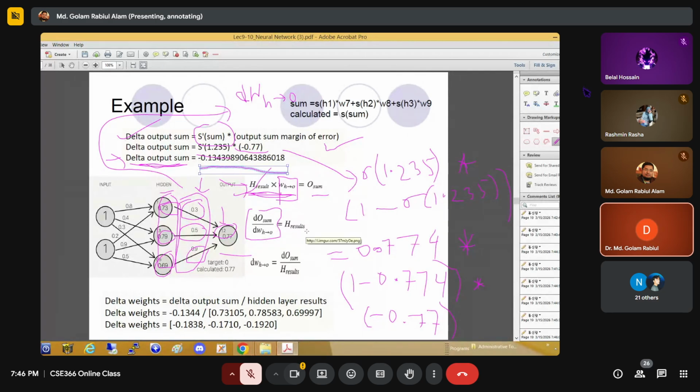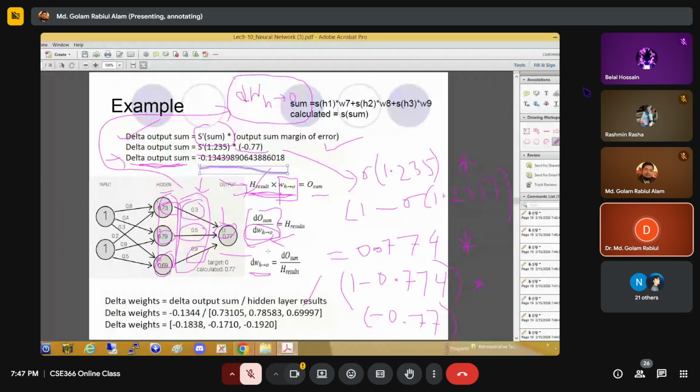Then delta O sum divided by delta WHO equals the hidden results. So what we want to find out is this delta WHO. If we try to find the WHO, it will be delta of sum divided by hidden results. So we place that here: delta of sum by hidden results. That will be our delta WHO.